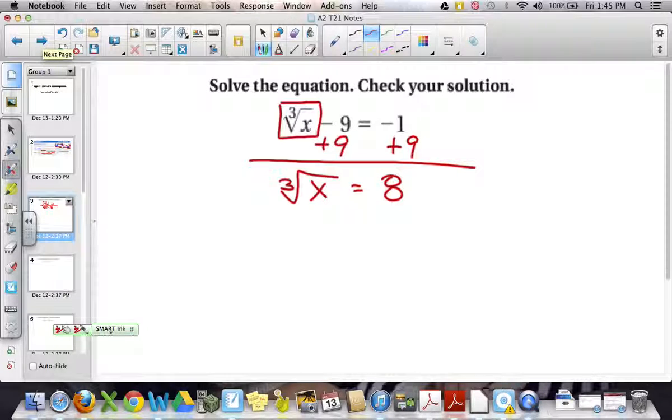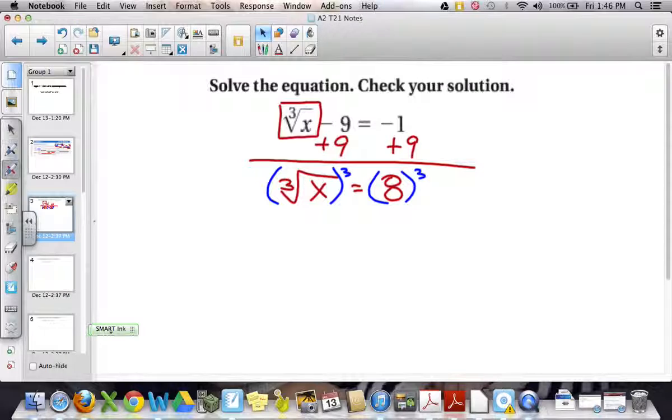And then I can go ahead and cube both sides. I'm cubing because it's a third root, and the opposite of a third root would be a third power. So I take that third power of each side. That undoes the radical, and I'm left with x equals, and 8 to the third power would be 512.